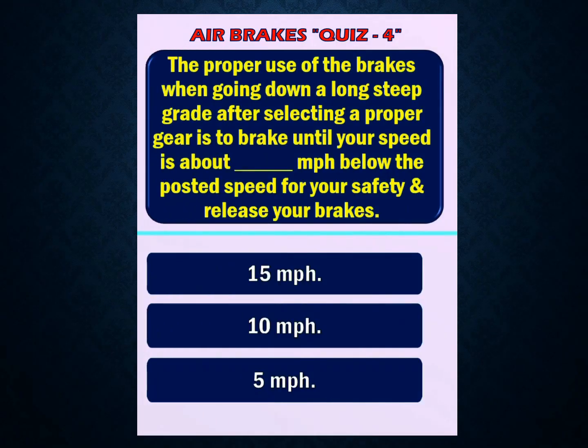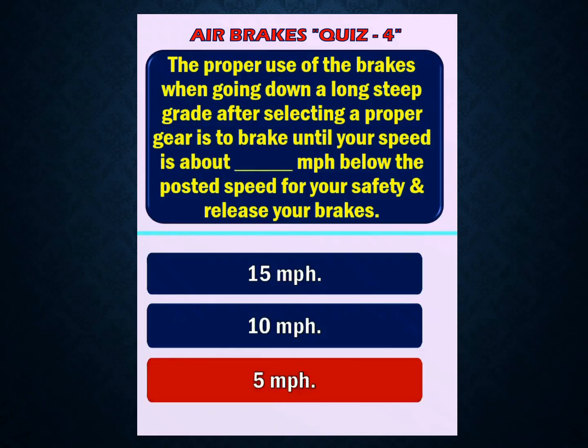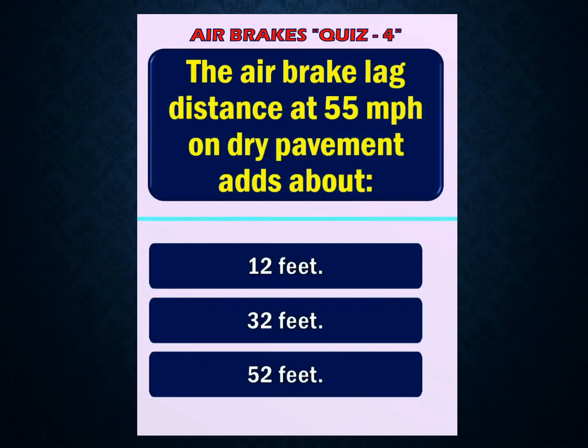The proper use of the brakes when going down a long steep grade, after selecting a proper gear, is to brake until your speed is about blank mph below the posted speed for your safety and release your brake. The correct answer is C. 5 miles per hour.